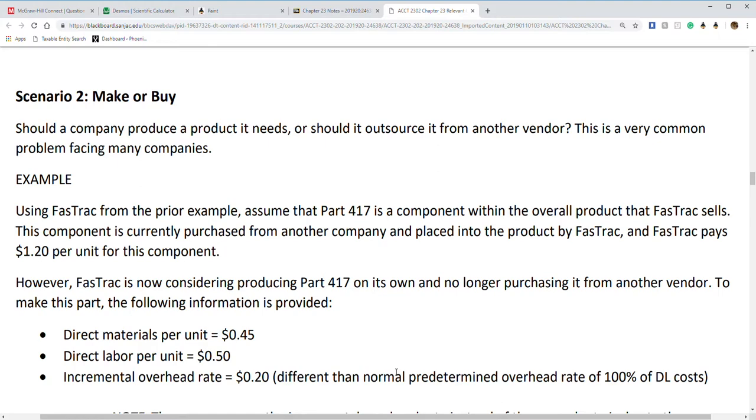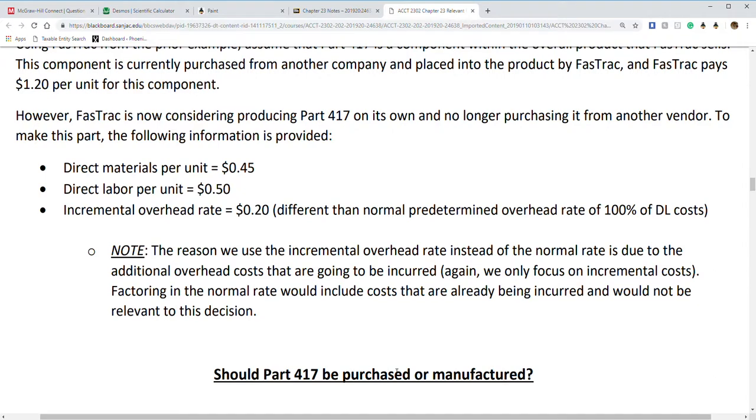So our analysis says the cost would be direct materials per unit of 45 cents, direct labor per unit of 50 cents, and incremental overhead, again, is going to be 20%. It's the added overhead, okay? We do not use the predetermined overhead rate because that's over the whole thing, okay? Then all we're doing is focusing on what's being added on.